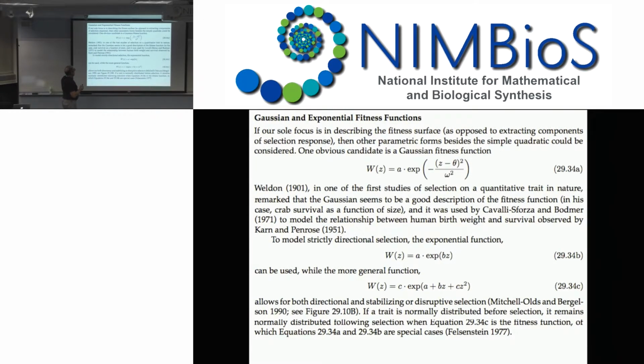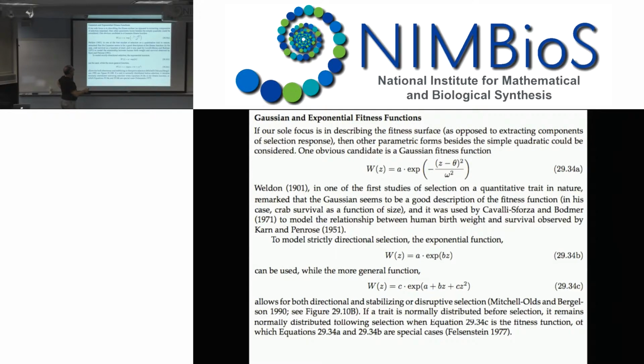Here is the classic Gaussian fitness function. Weldon was actually the first to use this. What this basically says is your fitness curve is a bell-shaped curve. And Weldon actually showed that his crab data looked like this. The bell-shaped curve has a peak. That peak is right on the optimal value. And the width of that curve, the variance, tells you the strength of selection. If the variance is small, selection is really strong because you fall off quickly. If the variance is large, selection is weaker because you have to fall off a larger distance to get the same fitness effect.